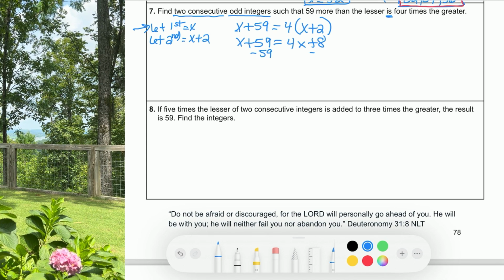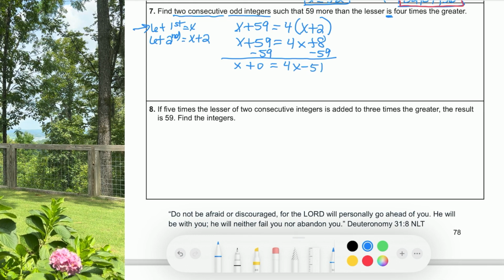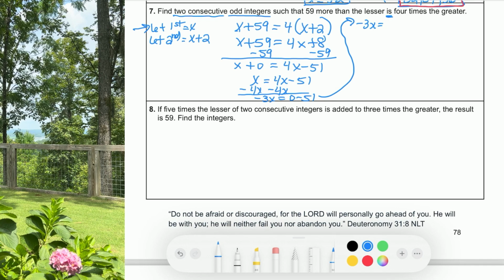I'm going to subtract 59 from both sides. I get x plus 0 equals 4x, and then that's going to give us negative 51. So I have x equals 4x minus 51. Now I'm going to subtract the 4x from both sides. I get a negative 3x equals 0 minus 51. Bring that up over here so I can finish it. Divide both sides by negative 3. Then I get x equals 17.